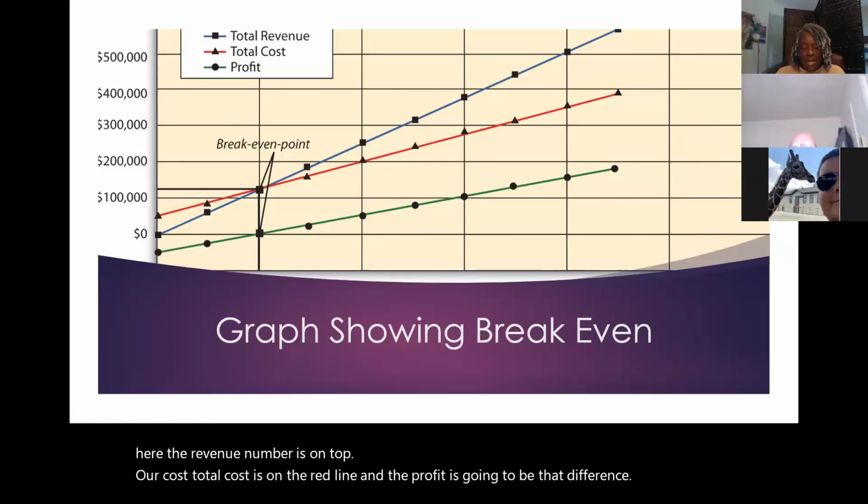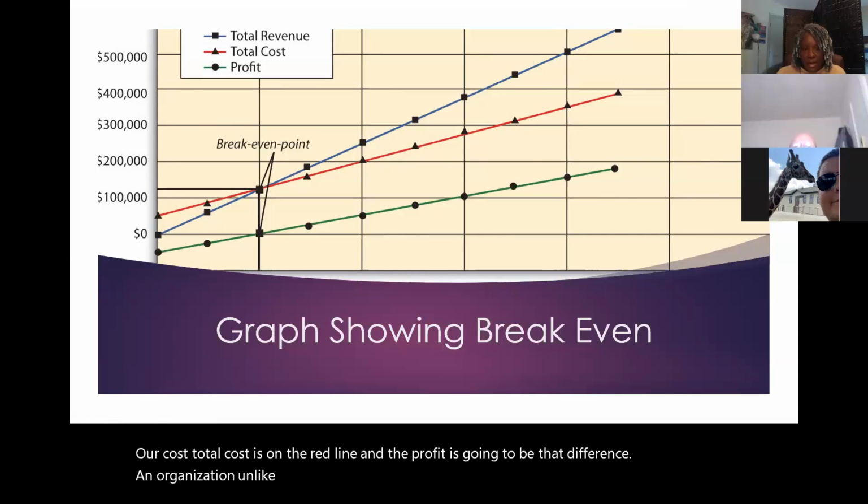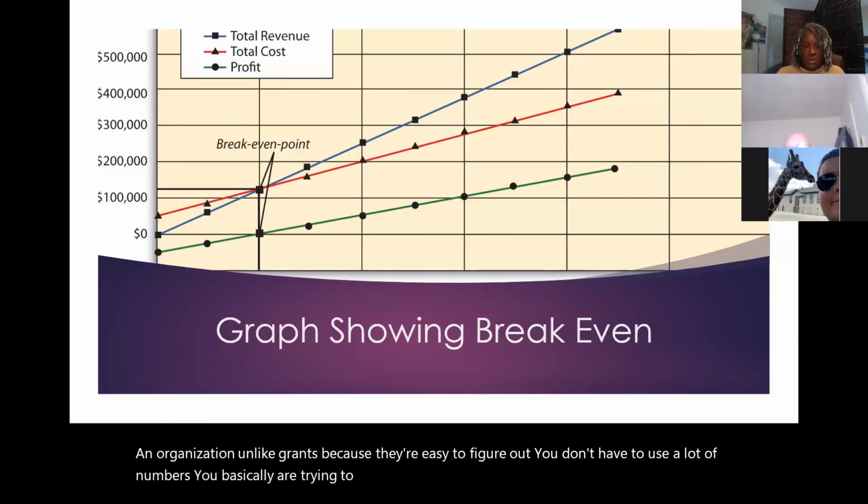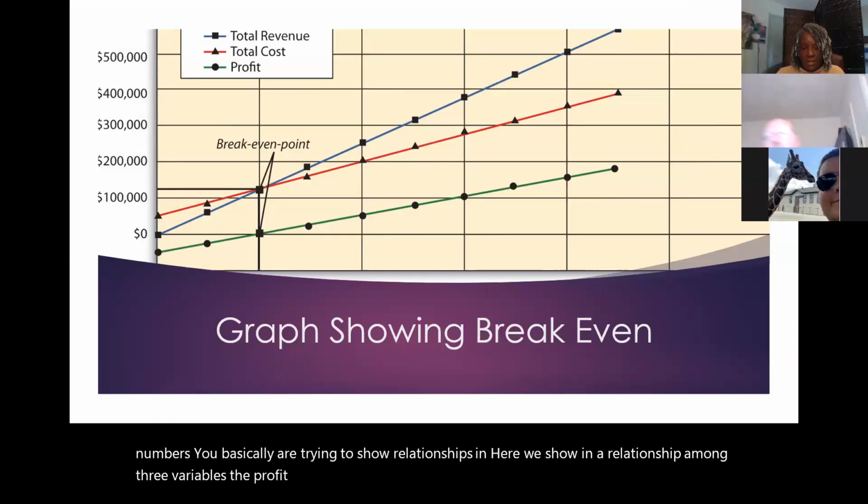And I like graphs because they're easy to figure out. You don't have to use a lot of numbers. You basically are trying to show relationships. And here we're showing the relationship among three variables: the profit, the total cost, and total revenue. And at what point do these intersect? The intersection, if you will, is called our break even.